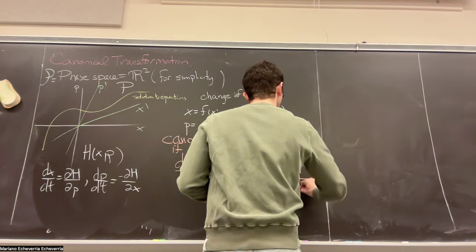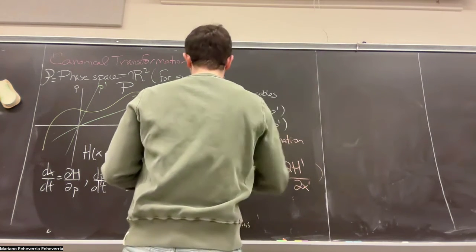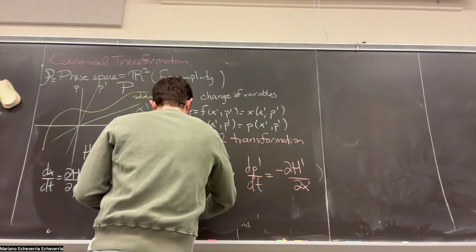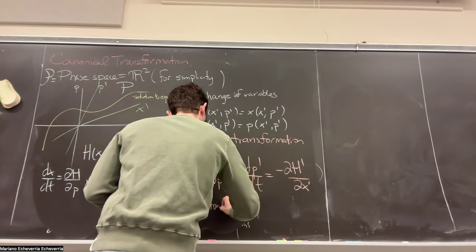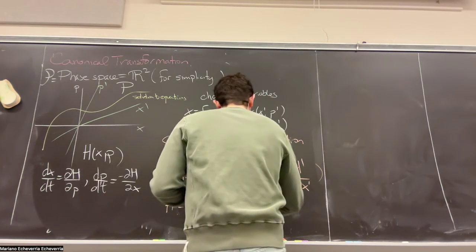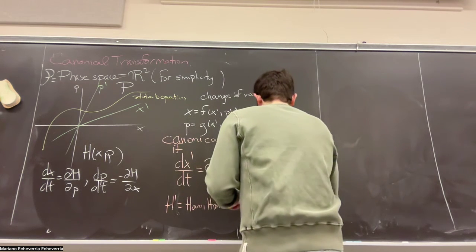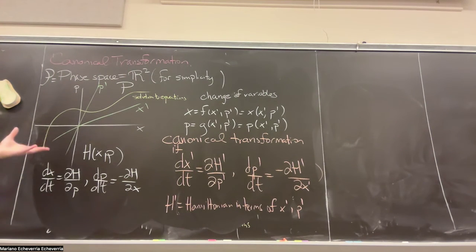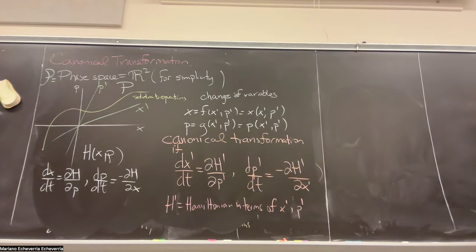Where H prime is just the Hamiltonian regarded as a function of X prime and P prime. So H, so the Hamiltonian inference. You could write it H as well, depending on how much abusive notation you want to make. So in other words, Hamilton's equations work exactly the same with respect to these new coordinates. Is that okay? Making sense?